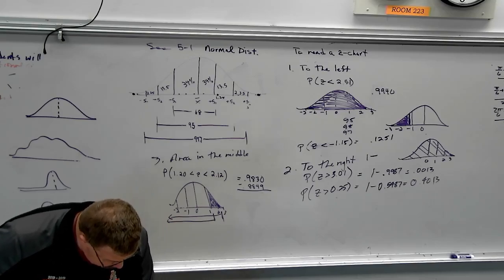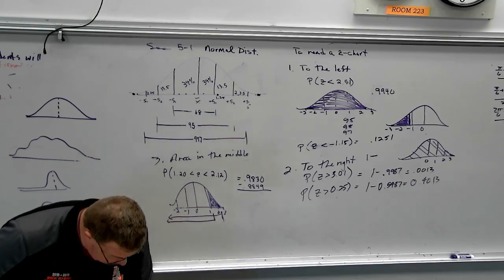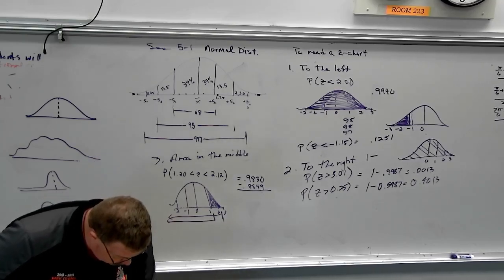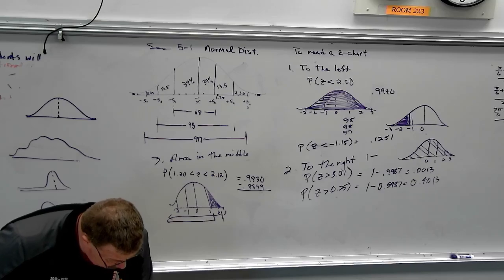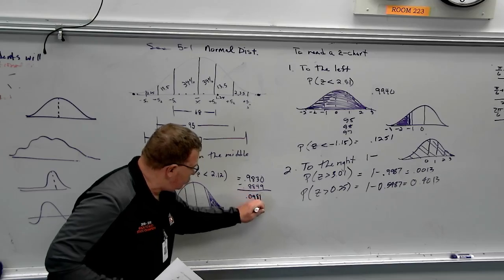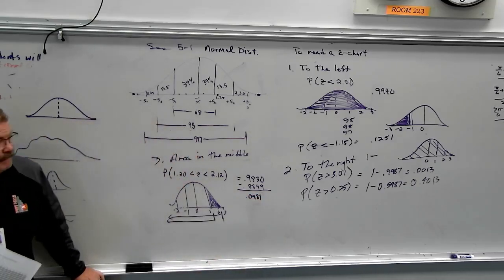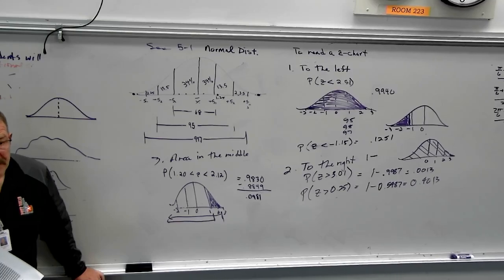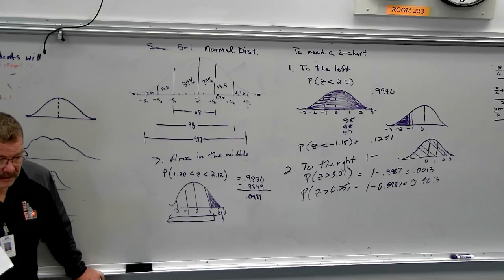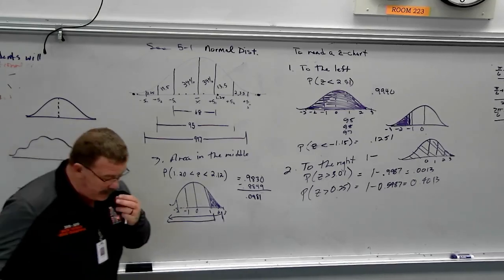Here is the answer. 0.9830 minus 0.8849 is 0.0981. Okay? That's all we're doing today. You're just practicing reading your Z-chart. Just learning how to find all these different scenarios.